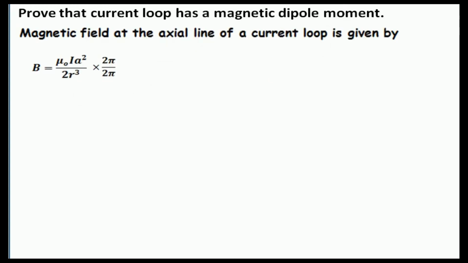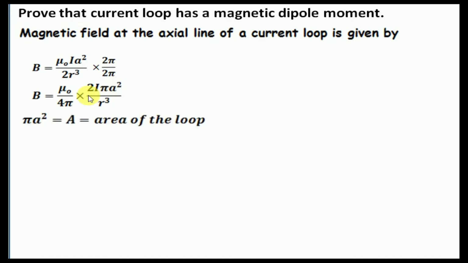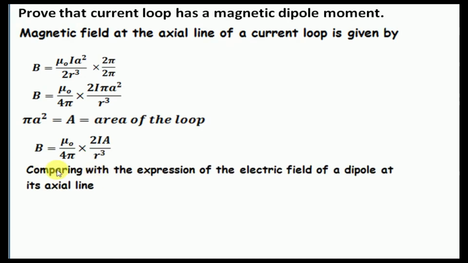Now I'll multiply and divide by 2 pi, and I'll make the constant mu naught by 4 pi with one of the 2 pi, and I'll put the other 2 pi out here. Now you can see pi a square. A is the radius of the loop, so this is the area of the loop. So I'll write B is equal to mu naught 2 i A by r cube. Similarly, the electric field at the axial line of an electric dipole is given by this.